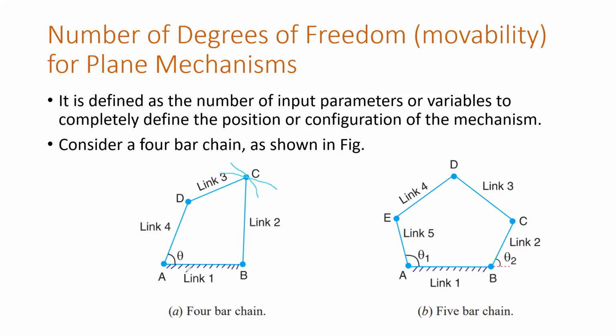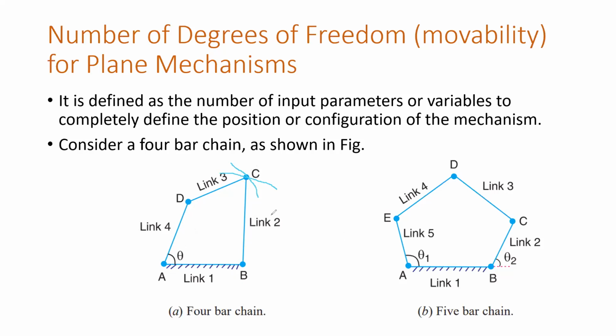You only needed one variable, that is theta, in order to completely locate the position of different links in space. So I will say that this 4-bar chain has 1 degree of freedom, single degree of freedom, meaning it requires only one input.